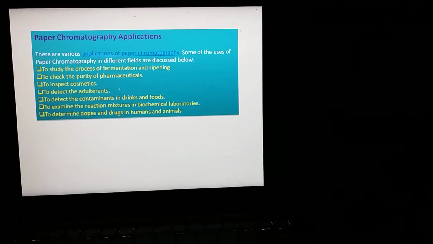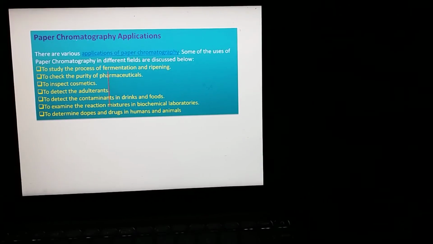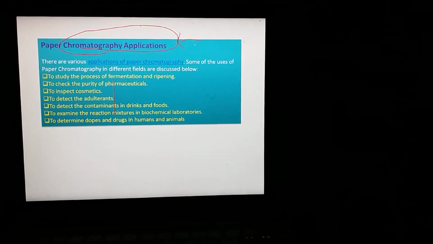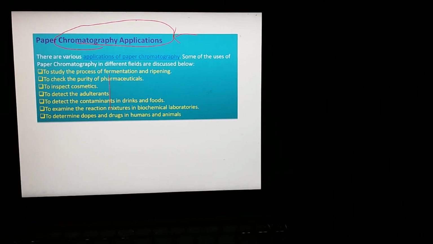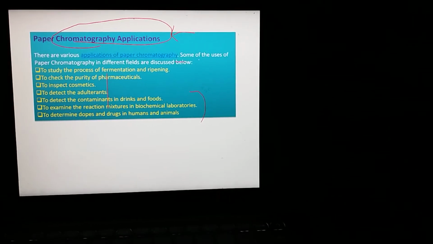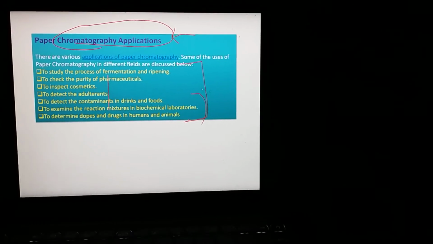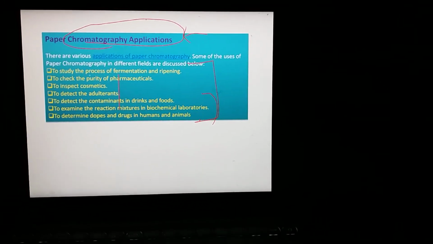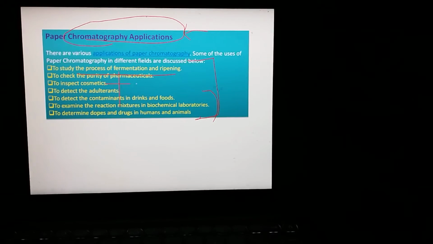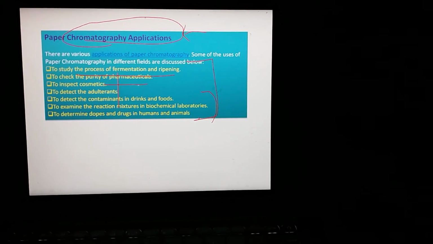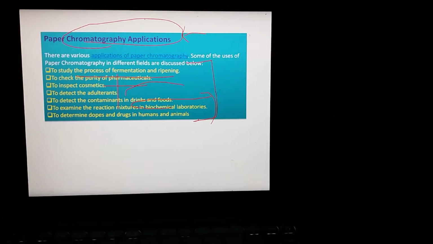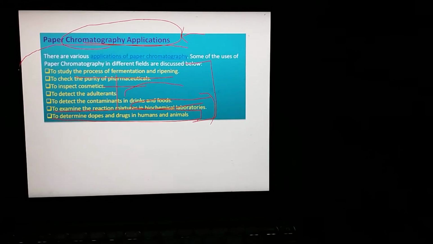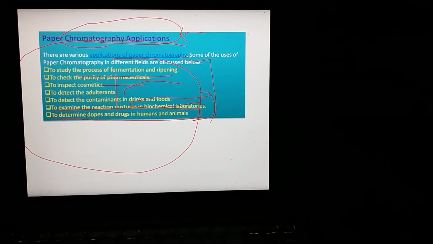In this slide I have mentioned the applications of paper chromatography. There is a limitation that you can apply only a very minimum amount of sample, but you can check how much of each component is present in your sample. It is used to study the process of fermentation and ripening, in pharmaceuticals, cosmetics, adulterants, drinks, food industries and biomedical laboratories, and to determine dopes and drugs in humans and animals. So it is used in all areas, and industrially it is very important.